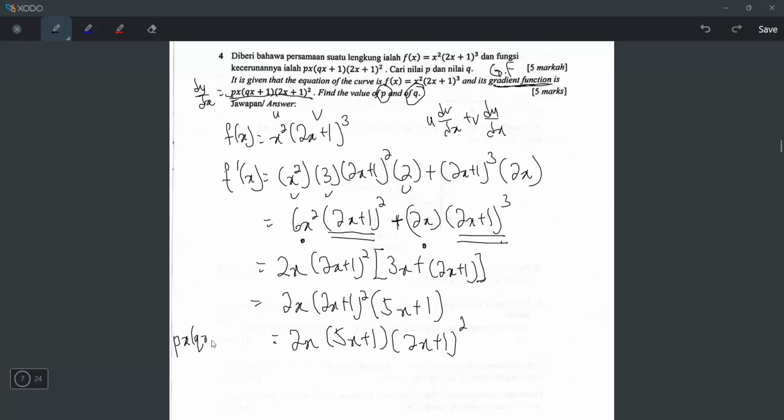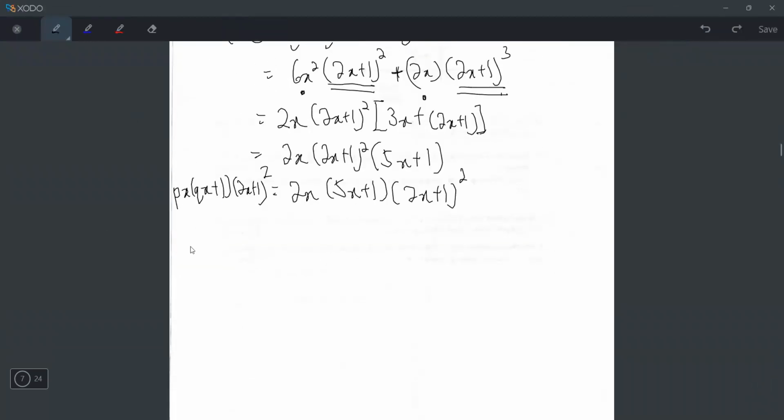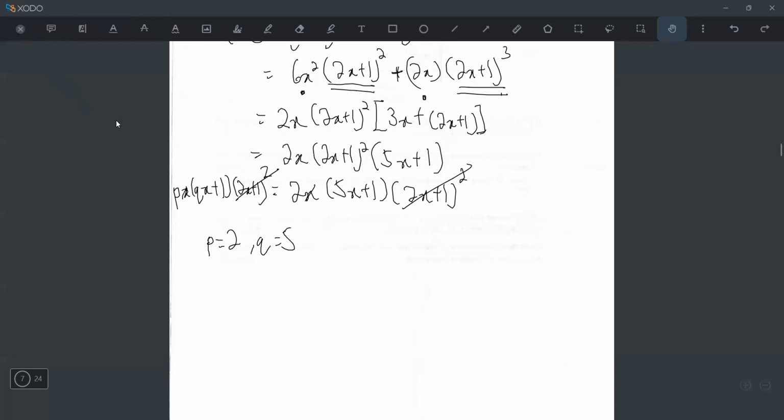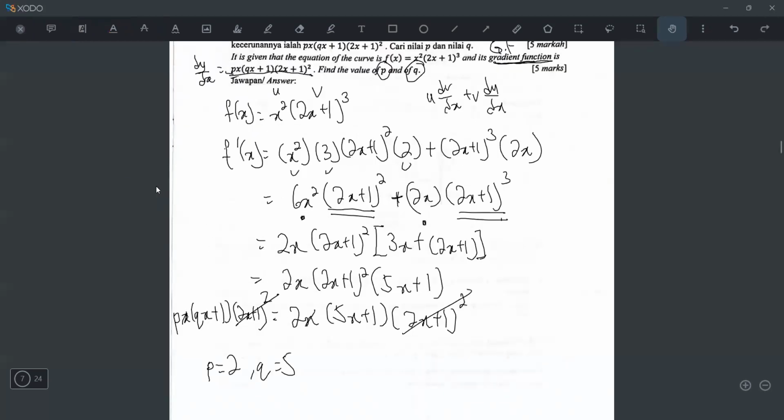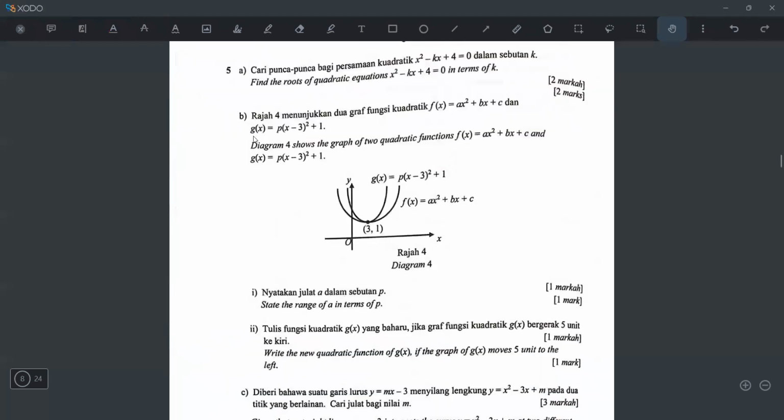So now I can start down here. Px bracket Qx plus 1, and then bracket 2x plus 1 power 2. And now I can compare. How to compare? P is equal, so I can cut, right? 2x plus 1 power 2, 2x plus 1 power 2. Okay. And then x and x. So left with P is equal to 2. And then this one is Qx plus 1, and this one is 5x plus 1, so Q is equal to 5. Okay. Oh, and one more thing, I recommend don't cut it. In the exam, try not to cut it. Just leave it like this. So P is 2, Q is 5. All right.